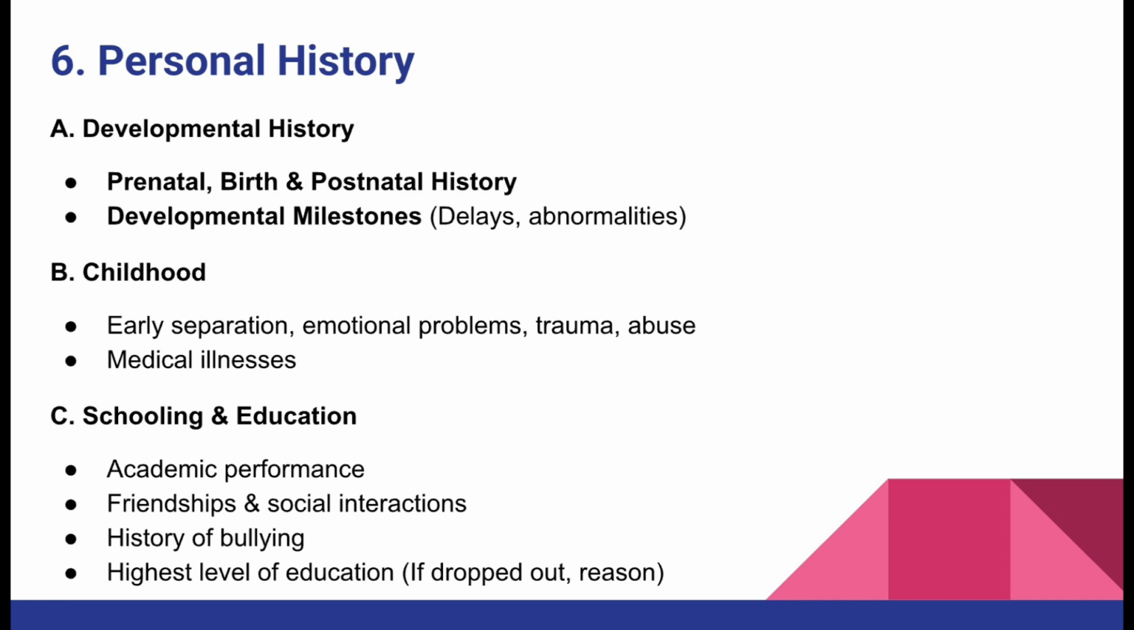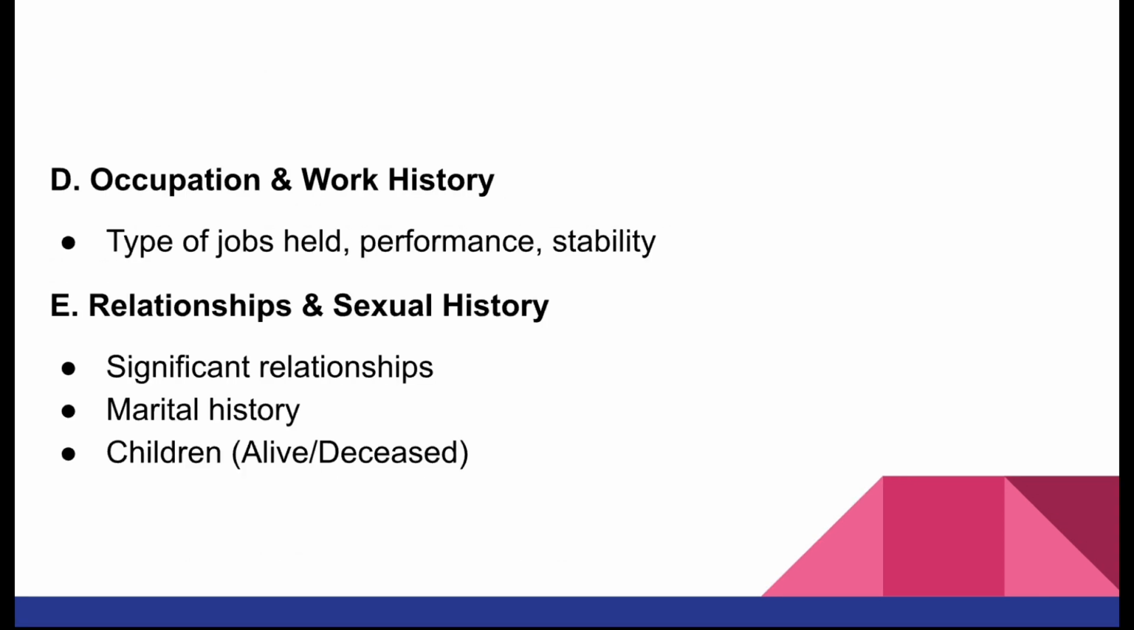Followed by the patient's childhood, any early separation, emotional abuse, trauma, or medical illnesses that may have impacted the patient as a child. Followed by patient's schooling, their level of education, their academic performance, their friendships and social interactions, and any history of bullying. We move on with occupation and work history, the patient's type of job, performance and stability, and the patient's relationships and sexual history. This is a sensitive topic, so must be assessed carefully. We ask about the patient's significant relationships, marital history, and children.